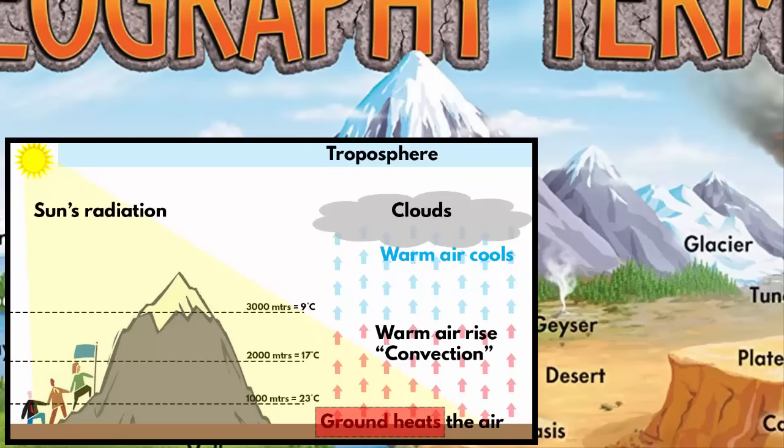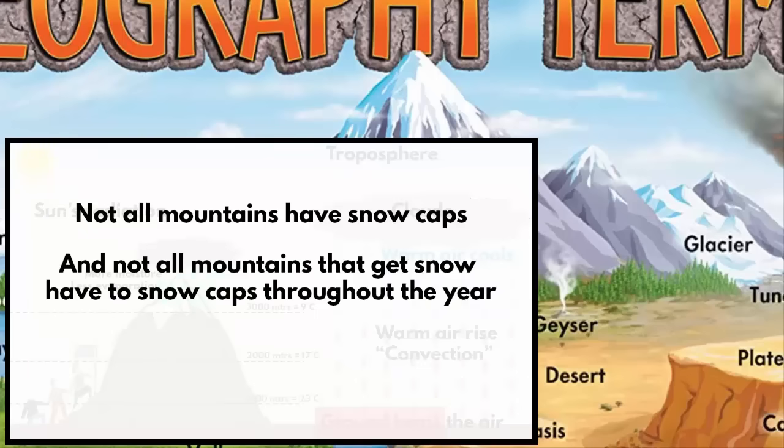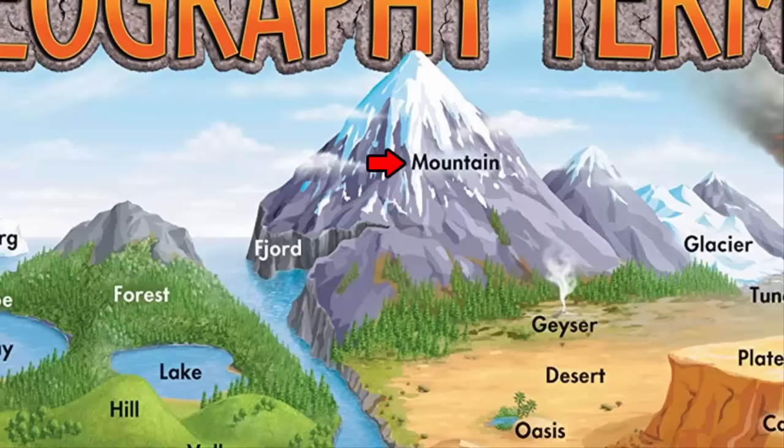Cooler temperatures at the top of a mountain also mean that there is less evaporation taking place. This leads to greater amounts of moisture in the air. More moisture means more rain. But when you're at the top of a mountain, instead of rain it snows. And that's how you get a snow-capped mountain. By the way, not all mountains have snow caps, and not all mountains that get snow have snow caps throughout the year. It all depends upon the location and how tall they are.